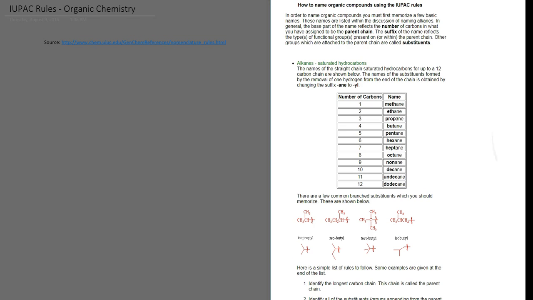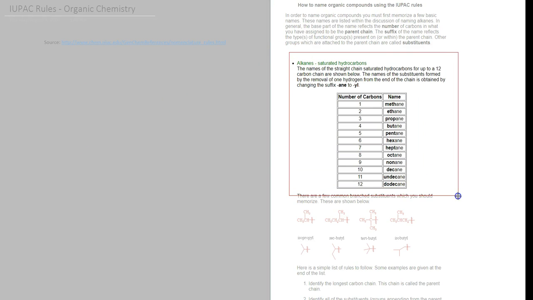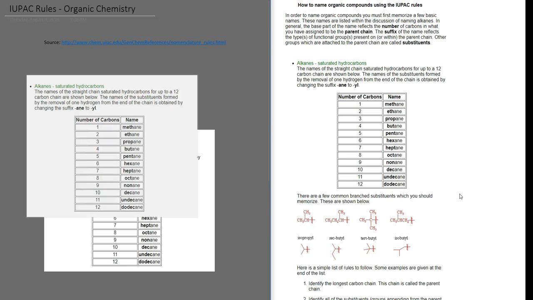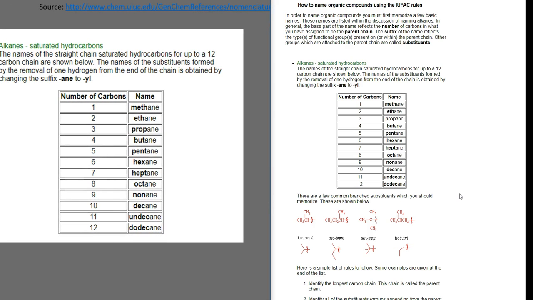Hello, let's discuss the IUPAC rules for naming organic compounds. So here we have the Greek prefixes to some extent, except we should note that the first four are different. Take a note that meth is 1, eth is 2, and so forth.